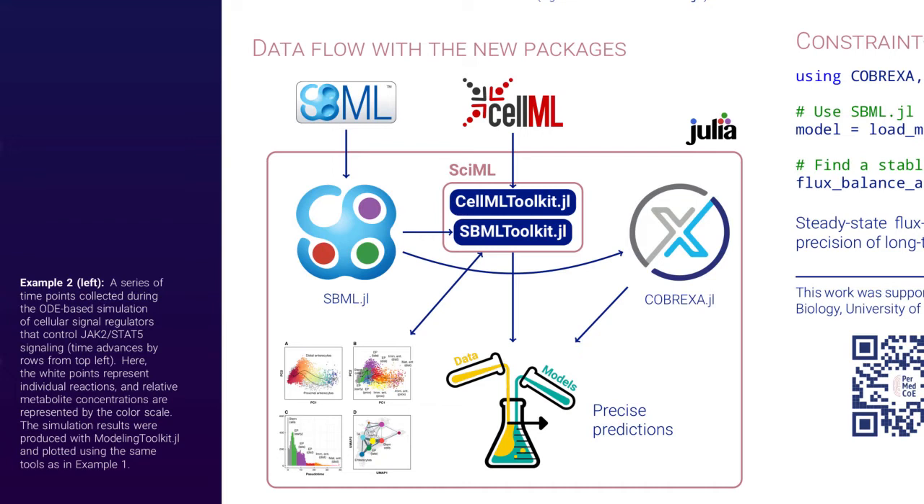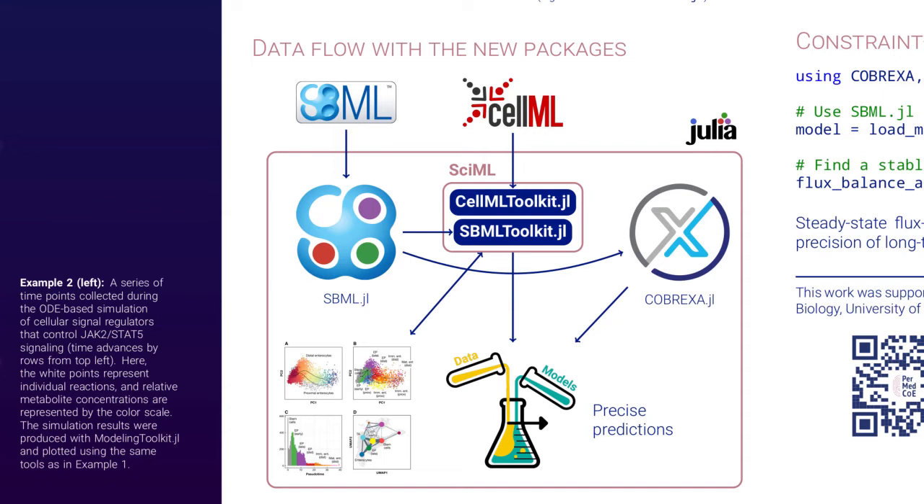And to this end, I start with the typical workflow for dynamical modeling. Say you have a dynamical model specified in an SBML file. You can use SBML.jl to import this into a Julia struct. And from there, you can use SBMLToolkit.jl to go into the SciML ecosystem. And if you want to combine data with the model, SciML allows you to import data and use different parameter optimization algorithms to fit the model to the data and create better predictions.